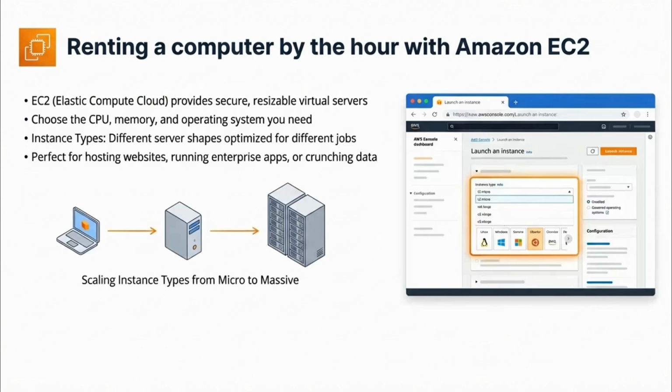So let's move to the next slide, that is renting a computer by the hour with Amazon EC2. Now we get to our first Lego block, that is compute. Amazon EC2 is essentially renting a computer by the hour. It stands for Elastic Compute Cloud, EC2. It is just like renting an apartment. You can choose a small studio if you just need to run a basic website, or a massive penthouse if you're processing a massive amount of data. You can pick the operating system, spin it up within minutes, and turn it off when you're done. That's the simple thing you can do.